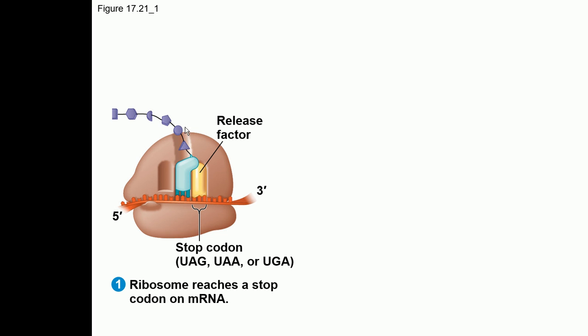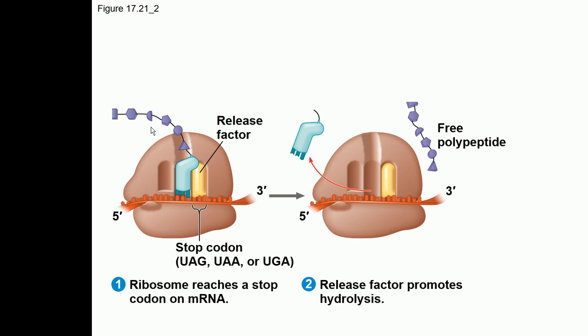Now this release factor is a protein. It comes and binds here, and it helps in a hydrolysis reaction, and as a result of that, the bond between this transfer RNA and this growing polypeptide chain breaks, and as a result of that, this polypeptide chain becomes free. This transfer RNA becomes uncharged, and it moves from P site to E site, and from E site it is going to go out of the ribosome, and after that both subunits of the ribosome are also going to get dissociated.